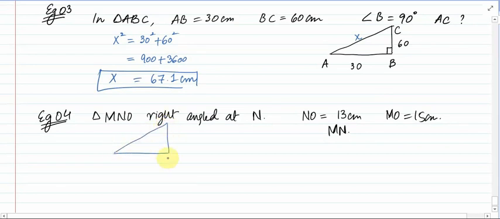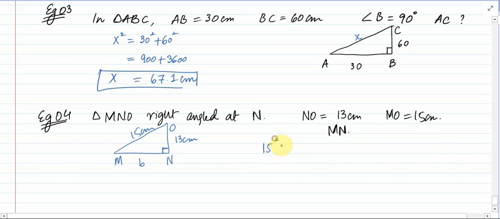So angle N is 90 degrees and that is my triangle MNO. NO is 13 centimeters and MO is 15 centimeters. You need to find the value of MN. So let's call this length B. First you need to apply Pythagoras.